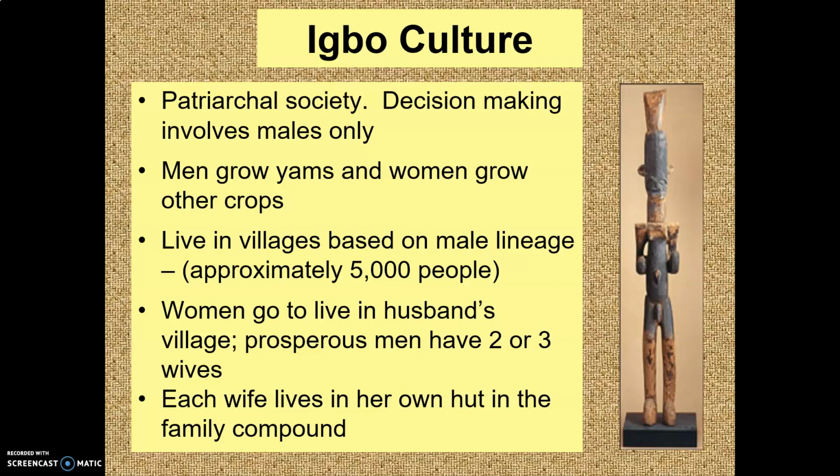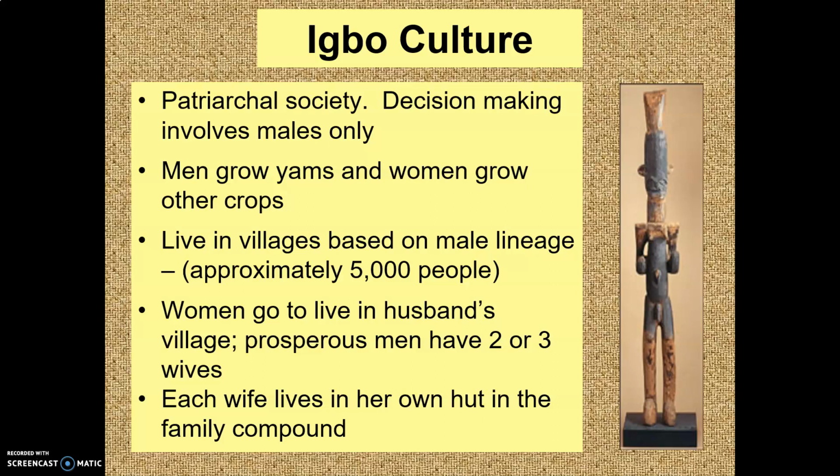As part of their agricultural society, the men and the women each had their own crop that they were responsible for growing. The men would grow the yams, so the yam became a symbol of power and strength because it's the man's crop. And then women would grow other crops to supplement the yam. And they would live in villages that were based on the male line. So all the men in the village were related on their father's side.